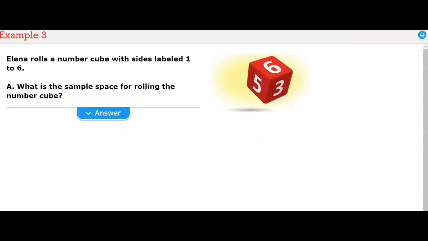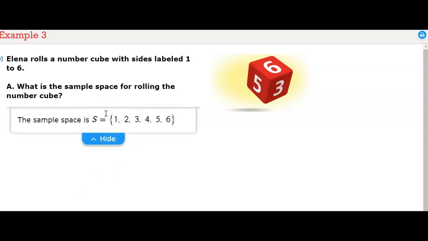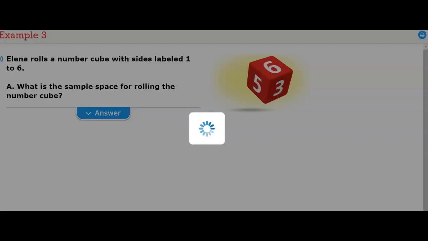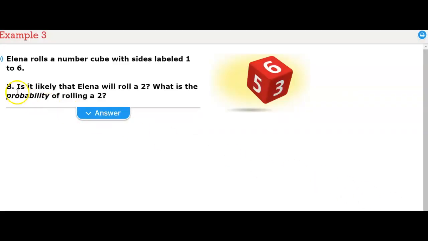Elena rolls a number cube with sides labeled 1 to 6. Part A. What is the sample space for rolling the number cube? Sample space would be 1, 2, 3, 4, 5, 6. Those are the options when you are rolling the dice. What is the likelihood that you will roll a 2? What is the probability of rolling a 2?